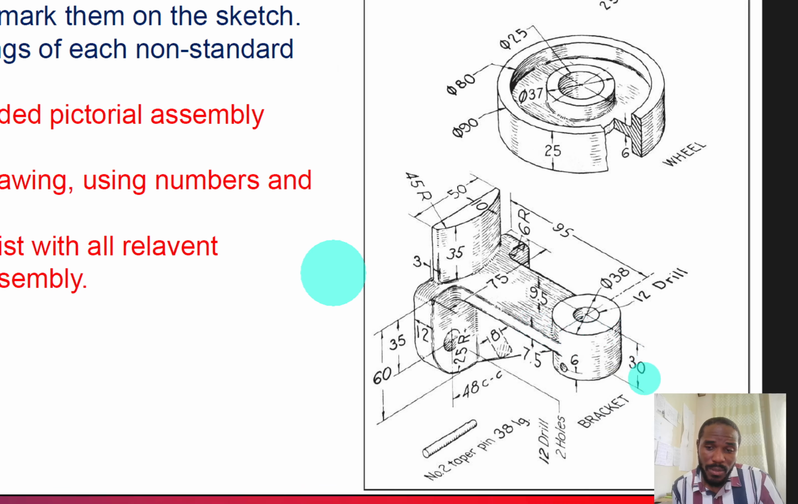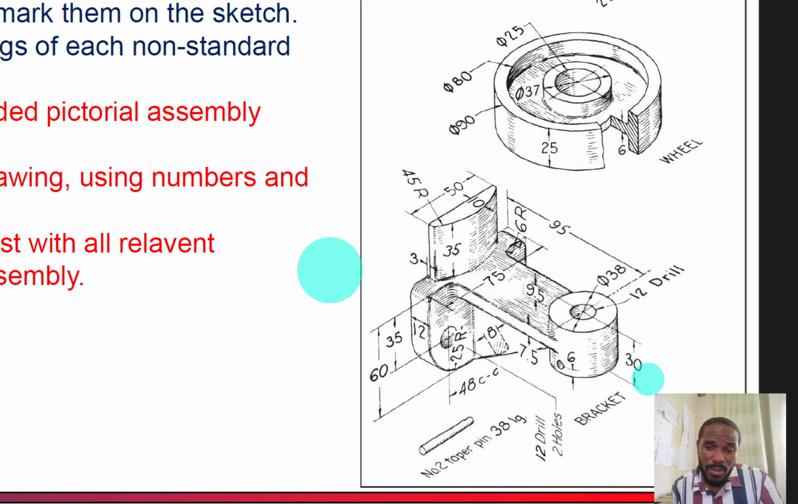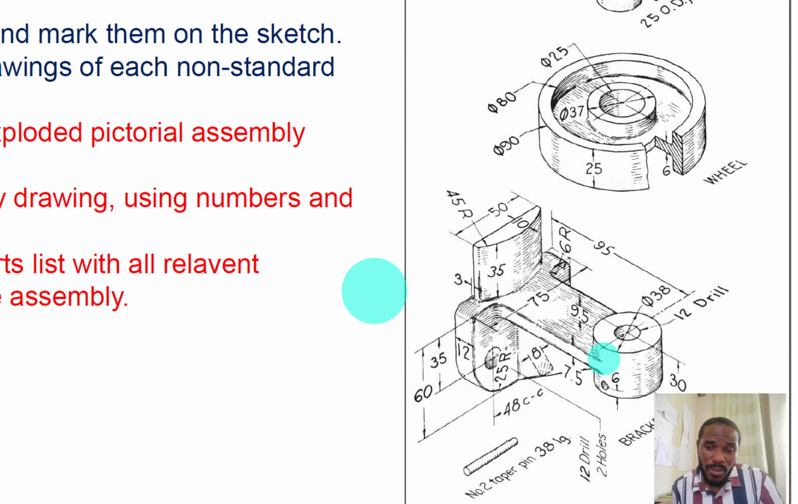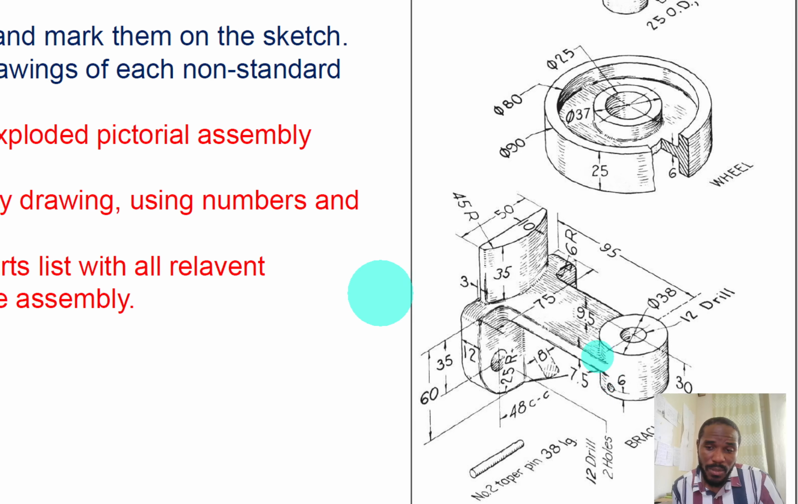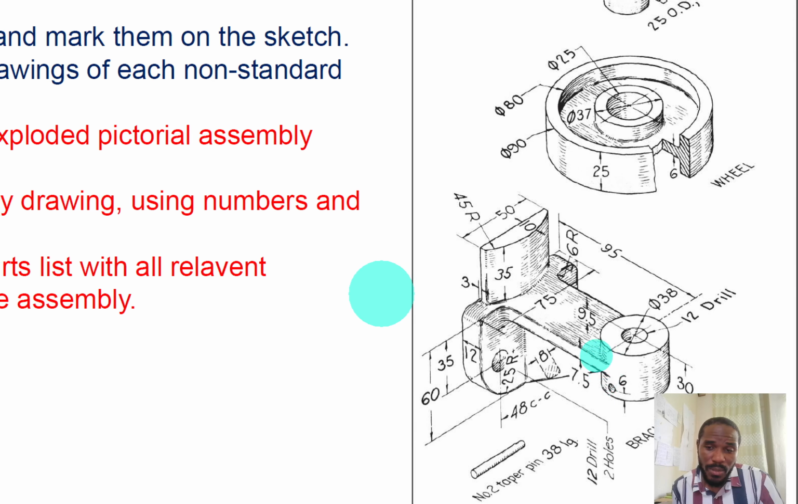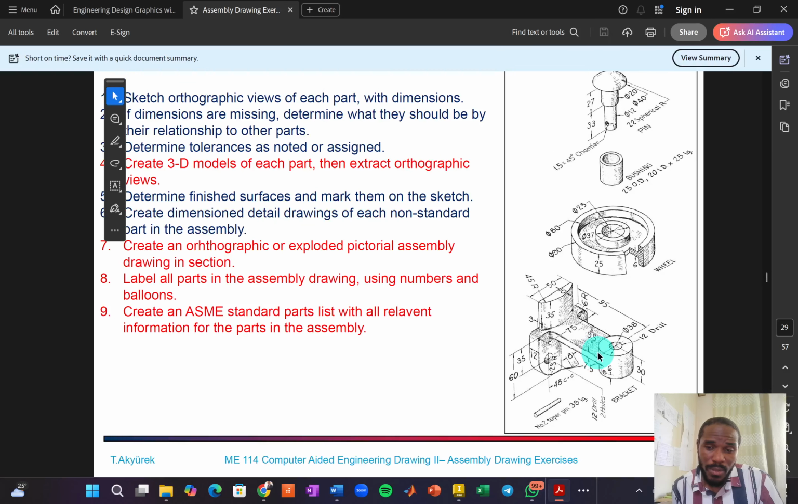Now, the whole length is 30. 30 minus 9.5 will give you 20.5. So if I'm going to extrude, when I extrude from this plane upwards, I'll extrude by 9.5. But from this same plane downwards, I'll be extruding by 20.5. So do take note.